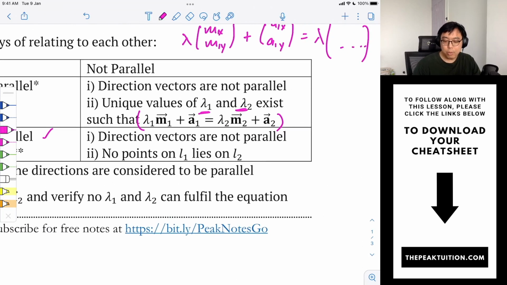No point lies on each other. So this thing cannot be solved. This equation cannot be solved.